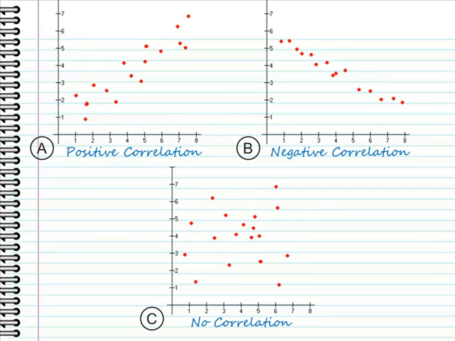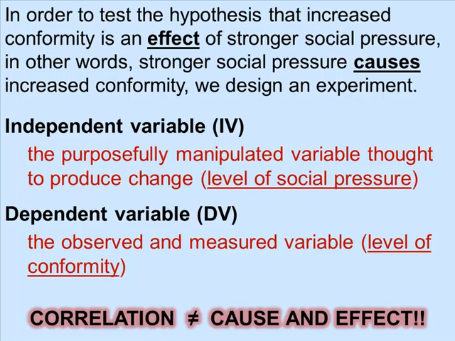Alright, so we have observed this correlation that when there is social pressure, people tend to follow the behaviors of others. Now we want to determine if there is a cause and effect relationship. Our educated guess, or our hypothesis, is that increased conformity is an effect of stronger social pressure. In other words, stronger social pressure causes increased conformity. We design an experiment where the level of social pressure is going to be our independent variable, the one we're going to manipulate because we think it will produce change. And the level of conformity is going to be our dependent variable, the one we will observe and measure. Please remember these terms.